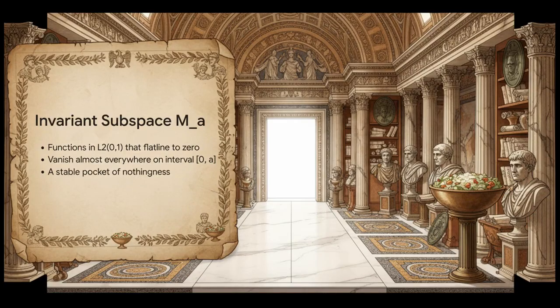So, grounding all this abstract math in reality for a second, what do these stable rooms actually look like? Well, one major type of these invariant subspaces simply consists of functions that flatline to 0 across a specific starting interval, up to a point A, before they start behaving normally. It's essentially a pocket of nothingness that the operator strictly respects and preserves. It never lets the function bleed back into that zeroed-out territory.